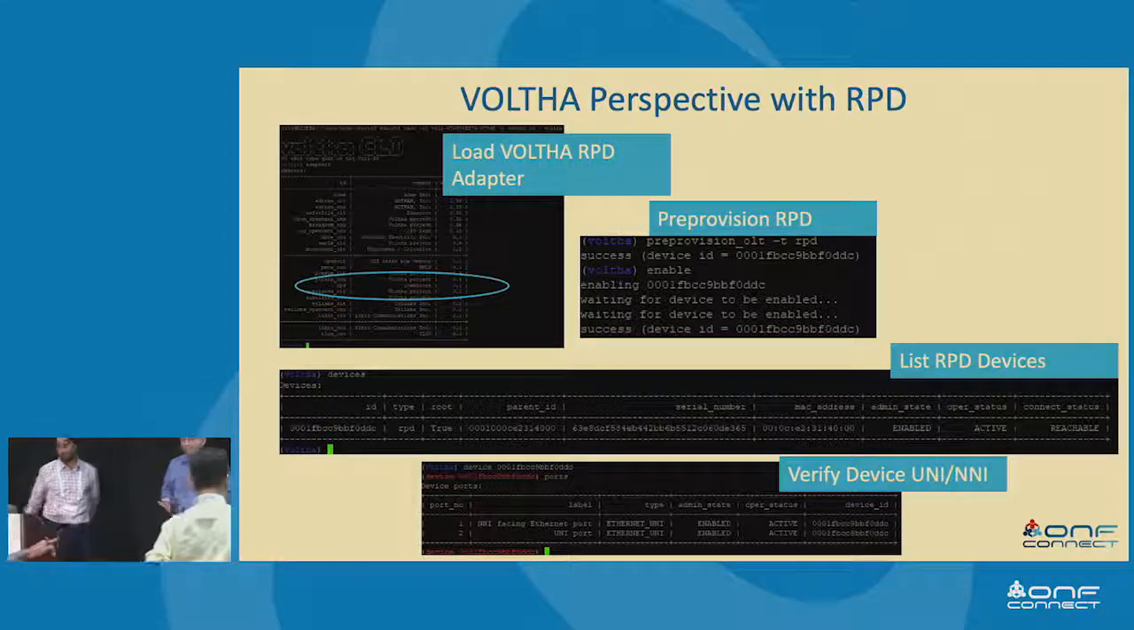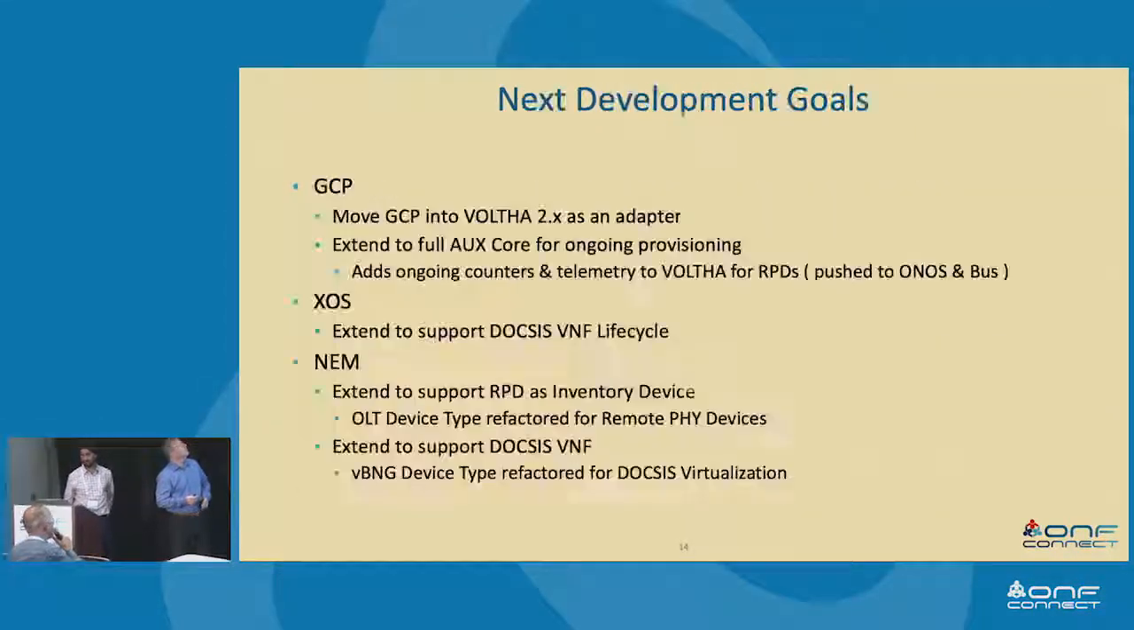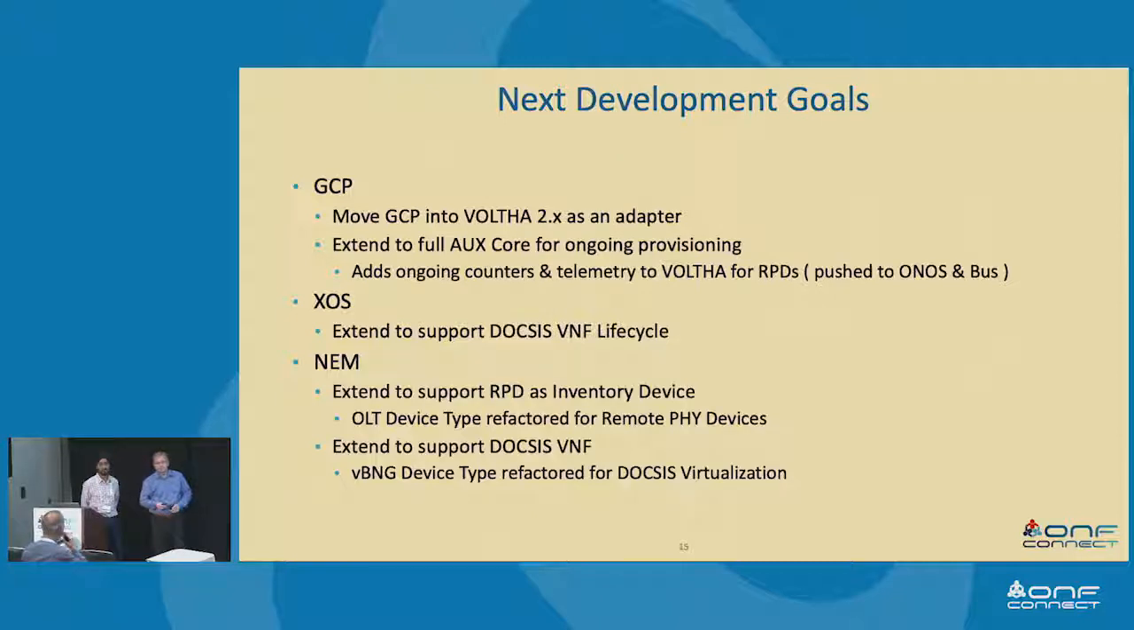Would you be so kind to show the last slide? That one. So the question is, how come you opted for moving GCP into VOLTHA 2.x as an adapter and not using OpenOLT, which would kind of separate even more the layers? Not having to deal with VOLTHA, but to do all the changes inside your system and not in the cloud.